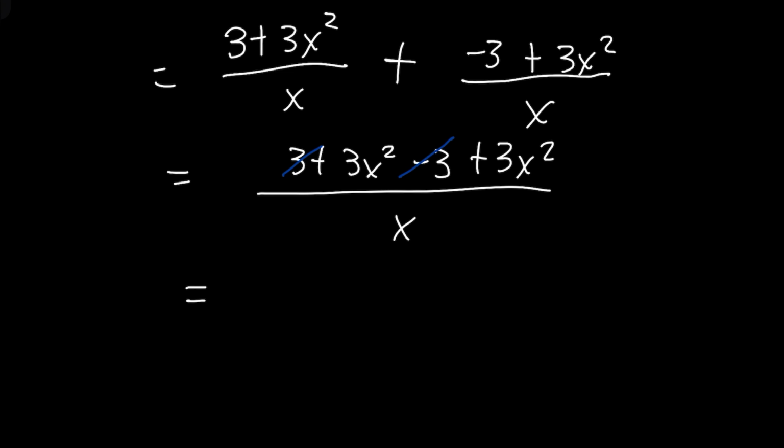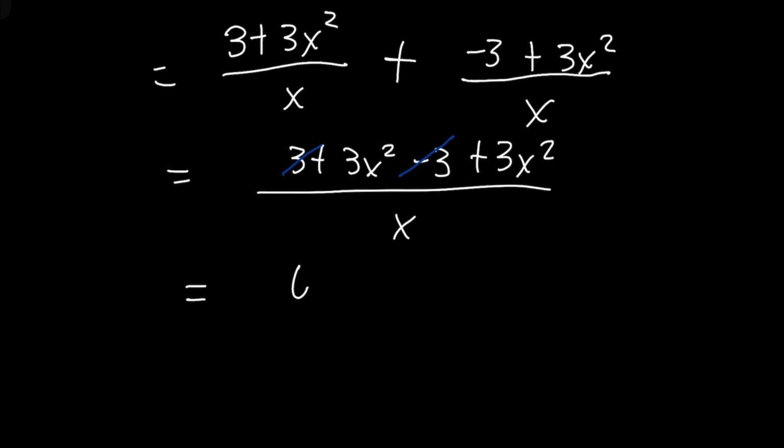So 3x squared plus 3x squared, that is equal to 6x squared all over x. And we can actually cancel the 1x here, and we'll be left with 6x. So that's the answer for the problem.